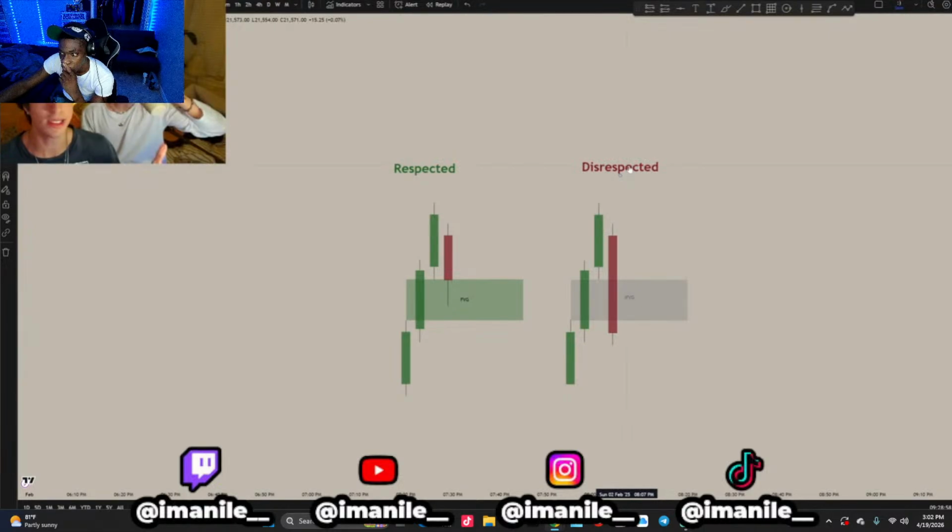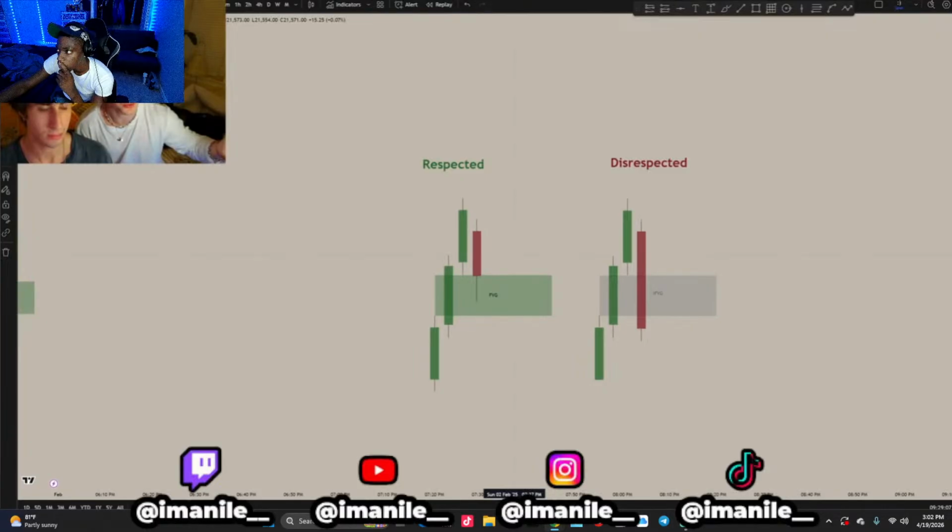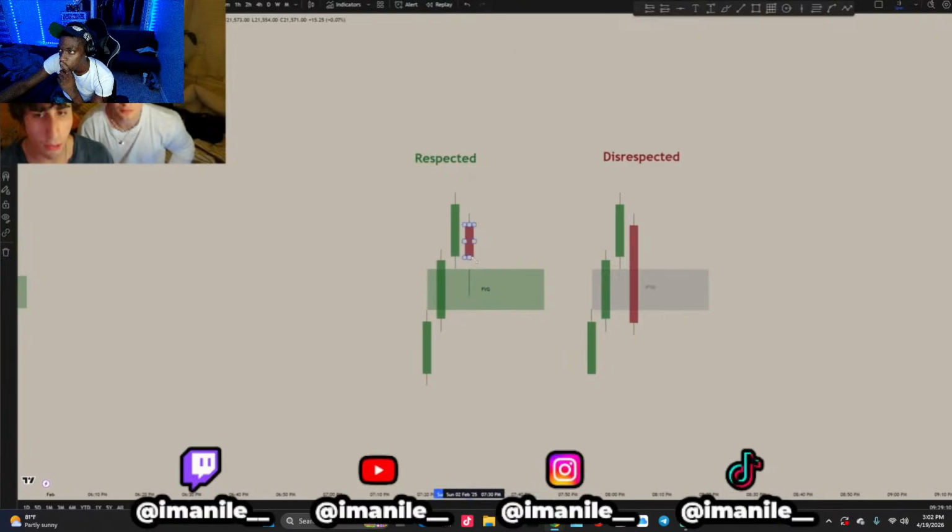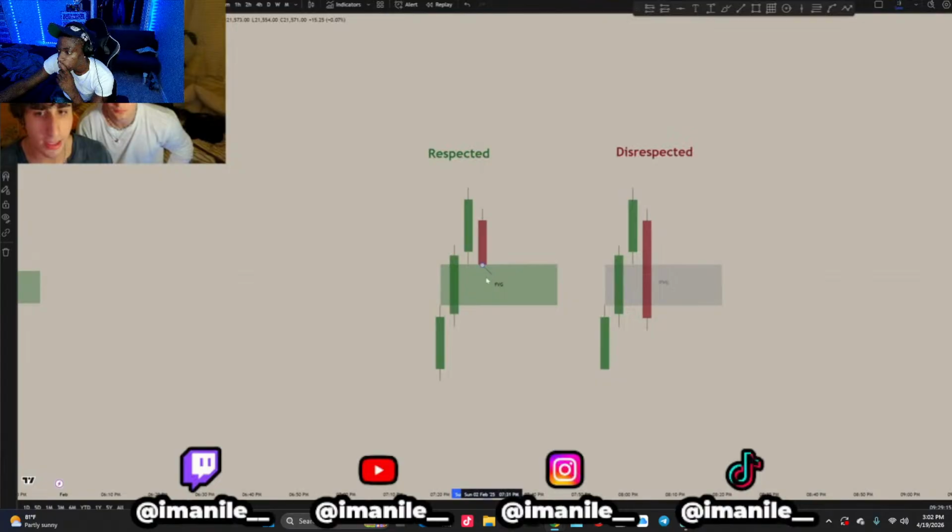So what does that actually mean? For a fair value gap to get respected, the body cannot close below the fair value gap. And this is in terms of a bullish sense, of course. So as you can see here, we trade into this bullish fair value gap. The candle has respected this fair value gap. Why? Because the body has not closed below it.